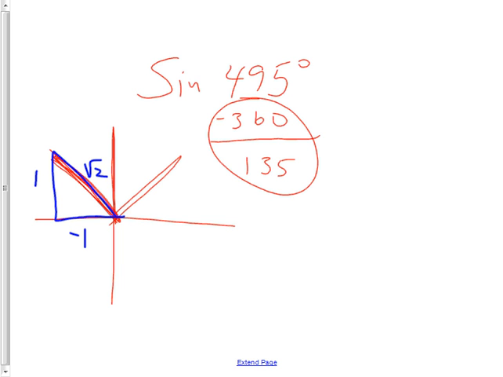And then, if this is the angle in question, the sine is the opposite over the hypotenuse. Which one's the opposite side? 1 over hypotenuse, square root of 2. 1 over square root of 2. Any questions?